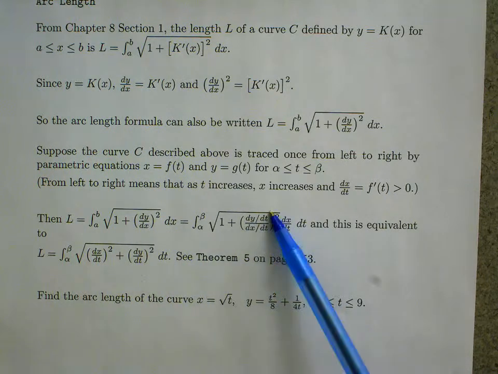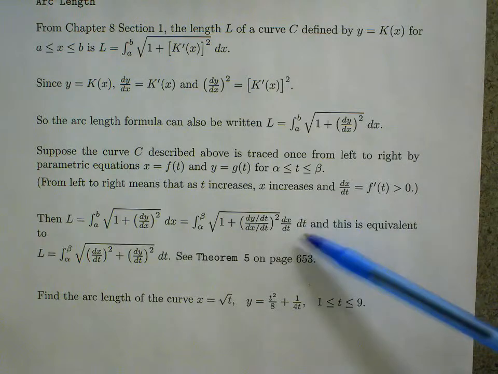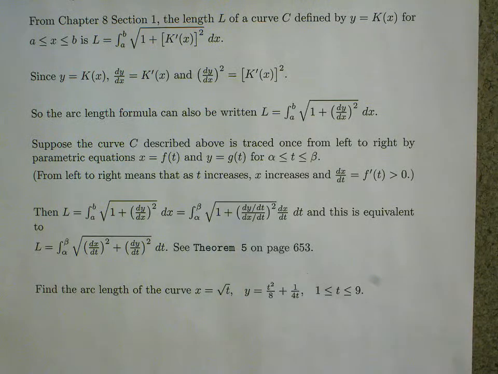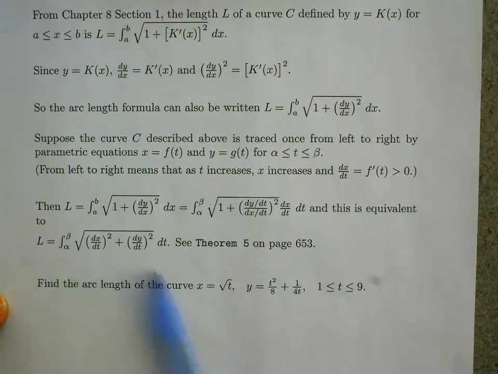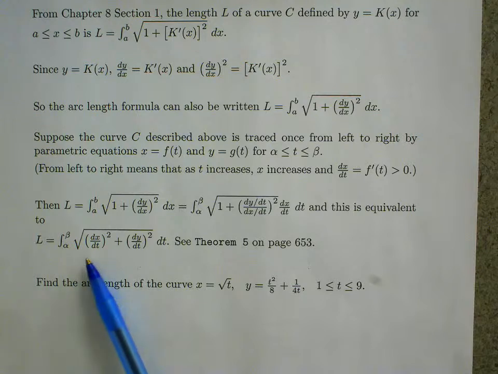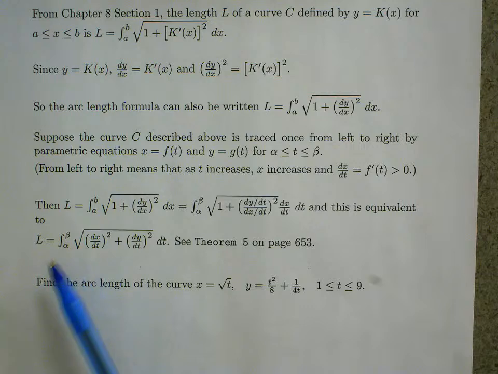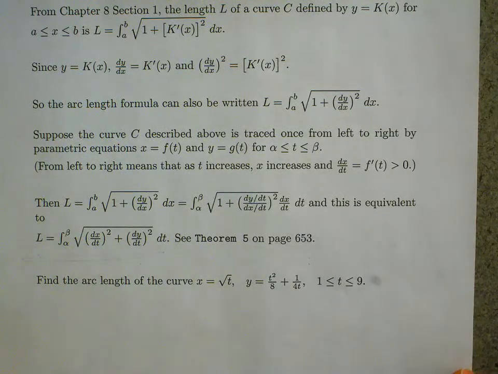It's (dy/dt over dx/dt) squared, and then dx/dt dt from alpha to beta. And this is equivalent to this simpler definite integral for the arc length. It's the definite integral of the square root of (dx/dt) squared plus (dy/dt) squared from alpha to beta. So that's a fairly simple formula to remember.